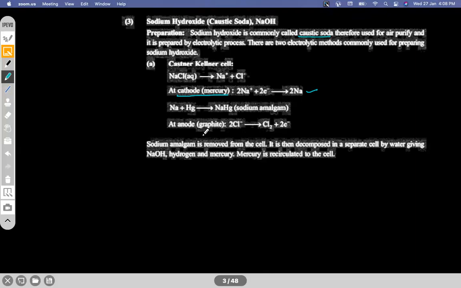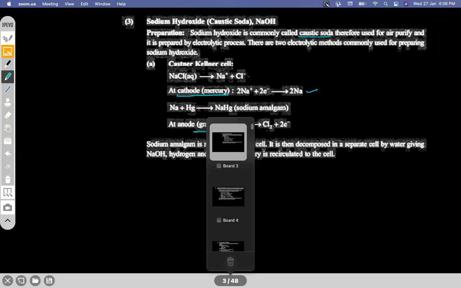There are two compartments. In the outer compartment, the cathode is made up of mercury, where the reduction takes place. NaHg forms, sodium amalgam, and then this goes into the inner compartment. In the inner compartment, the anode is made up of graphite, where the oxidation takes place. Sodium amalgam is removed from the cell, then decomposed in a separate cell by water, giving NaOH, hydrogen, and mercury. And mercury is recirculated. So here you must remember what metal we use for the anode and cathode.